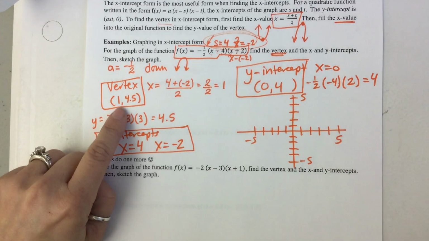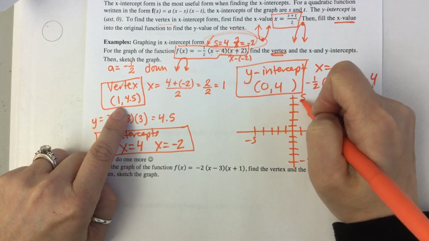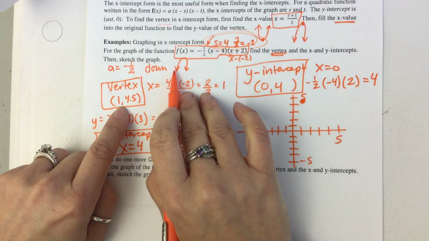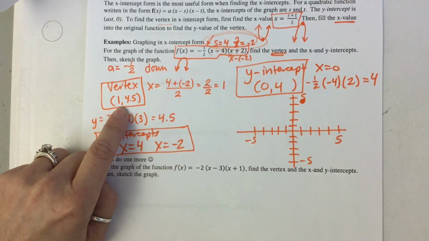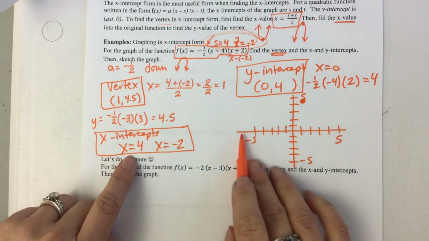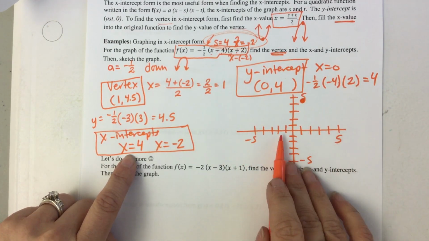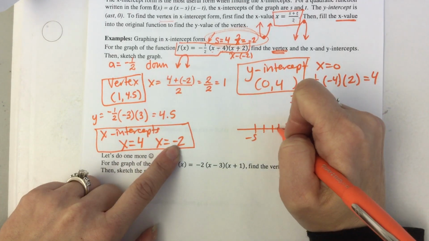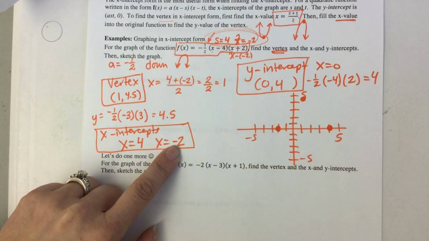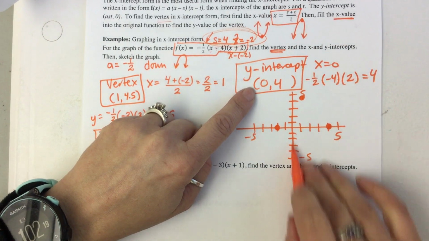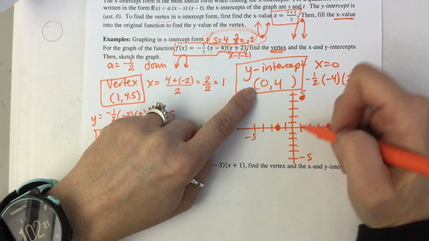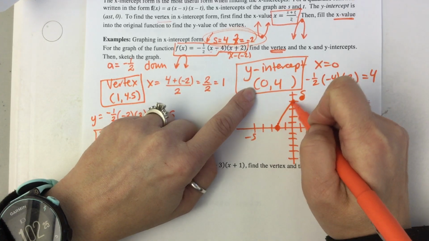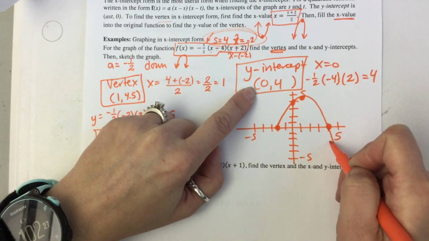Okay, so my vertex, if I go to the right 1 and up 4.5, that is the maximum because the graph is opening down. That's as high as this parabola is going to go. My x-intercepts, these are the values where it touches the x-axis. If I go to the right 4, there's a point, and if I go to the left 2, there's a point. Now your y-intercept, where does it touch the y-axis? You stay at 0, go up 1, 2, 3, 4, there's your point. Now all I do is connect all of those points.